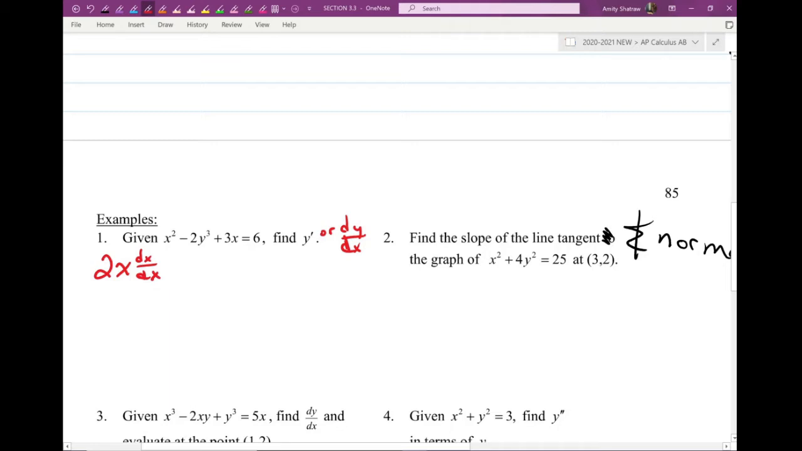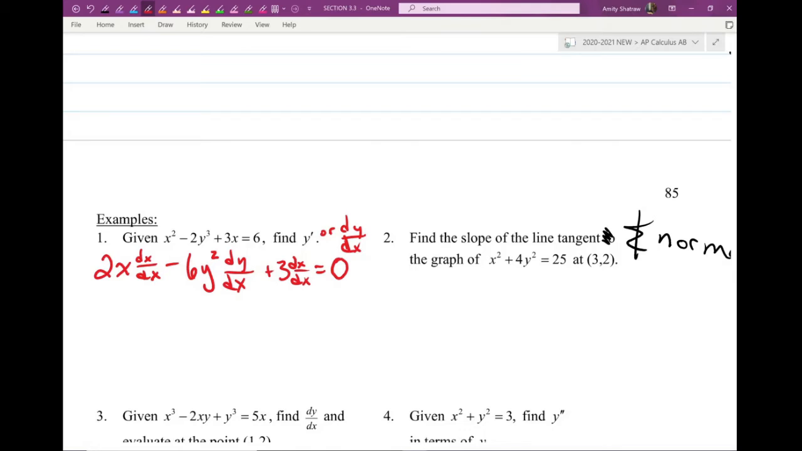When I take the derivative of negative 2y cubed, I'm going to get a negative 6y squared, and here's my dy/dx, and eventually I want to solve for that. And then I have the derivative of 3x is going to be a 3, and here's my dx/dx. And don't forget the derivative of 6 is just a flat, straight 0. The derivative of a constant is a 0, and whenever I take the derivative of a constant, I don't have to write down any kind of dy/dx or dx/dx business.